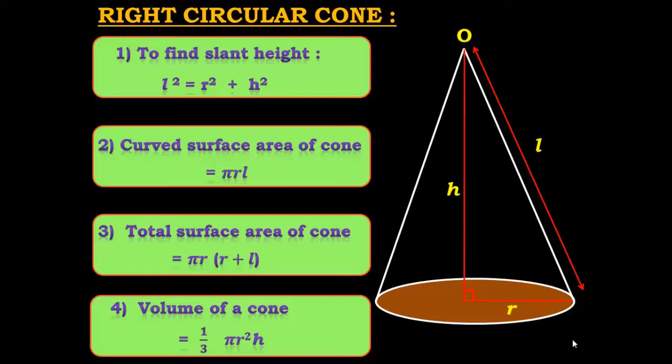See students, for a cone you have to remember 4 formulae. First one, L square is equal to r square plus h square. Curved surface area is equal to pi r L. Total surface area is equal to pi r into bracket r plus L. And volume of cone is 1 by 3 pi r square h.